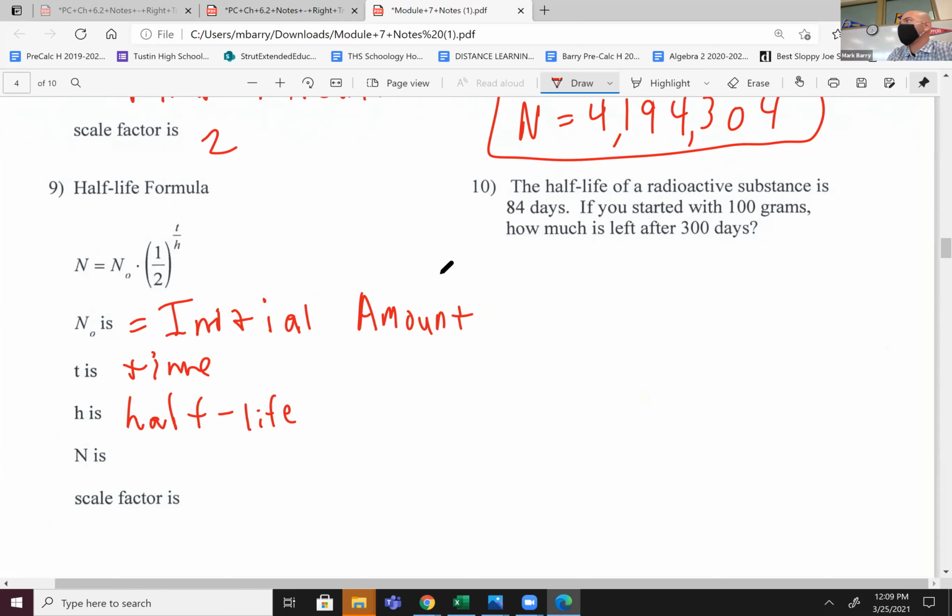Technically, you could call that half time because we called the other one doubling time, but they usually call it half-life. I guess they don't want you to get confused with halftime, like a football game or a soccer game or basketball game. And then N is the final amount. And then our scale factor here is going to be 1/2.